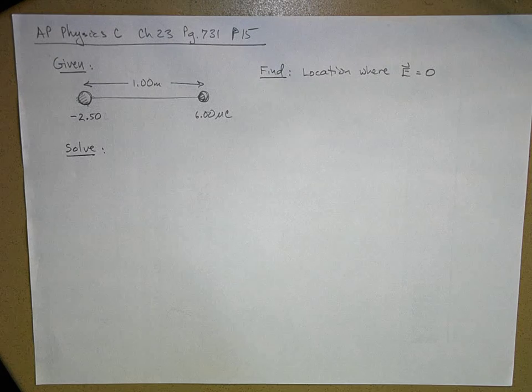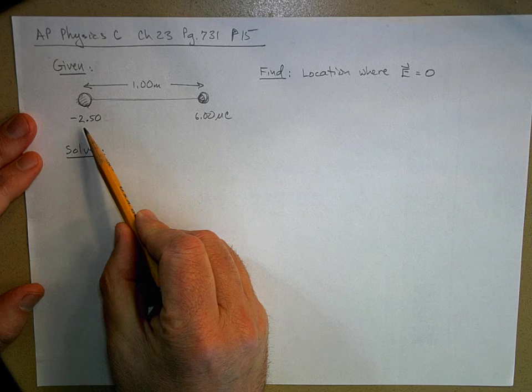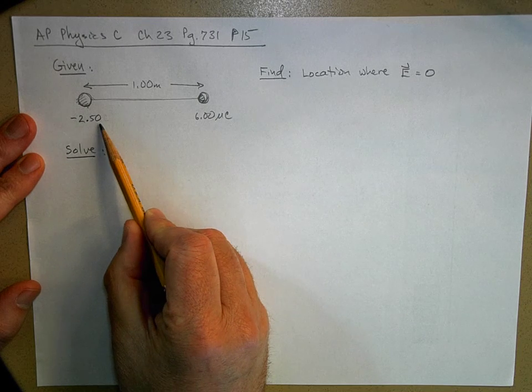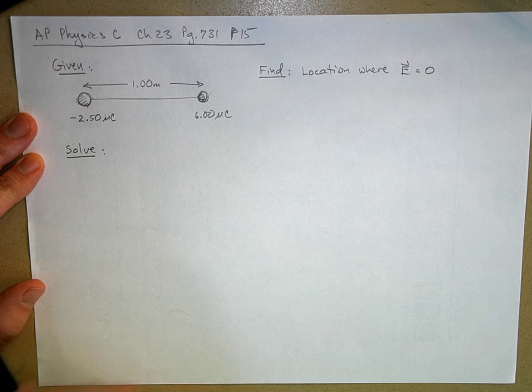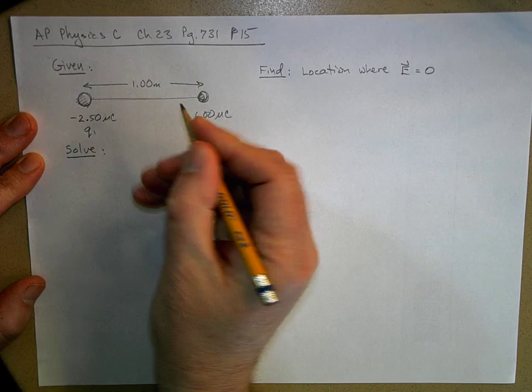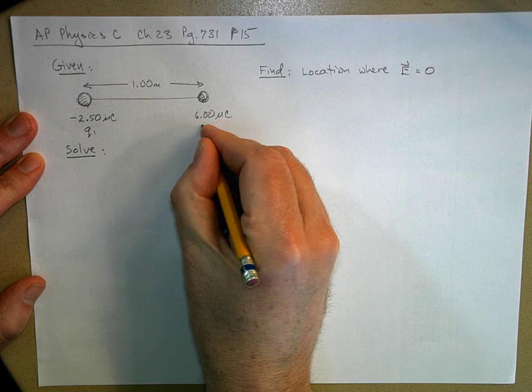It says, in the figure shown, determine the point other than infinity at which the electric field is zero. So here's what we've got. We've got a negative 2.5 microcoulomb charge here. I'll call this Q1. And then we have a 6 microcoulomb positive charge right here. I'll call this Q2.